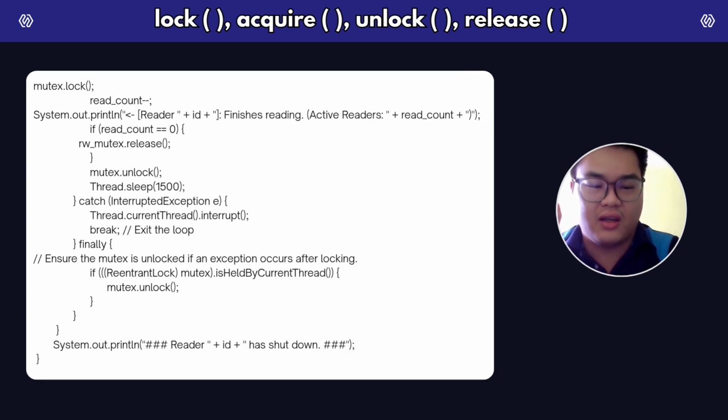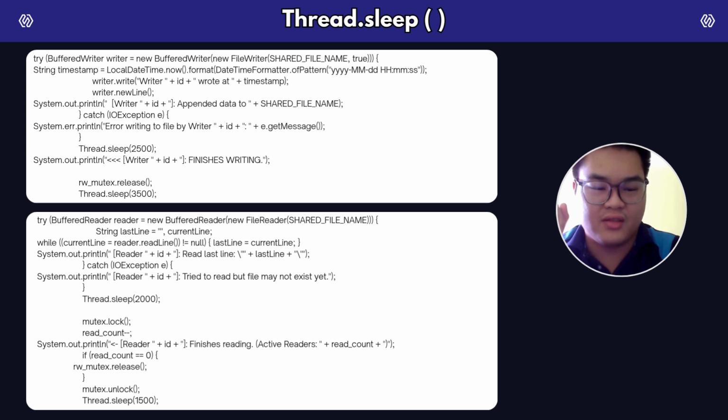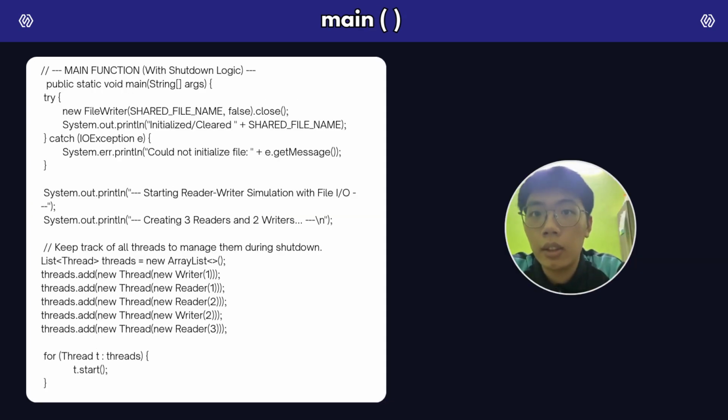Similarly, acquire and release are used with a semaphore. Acquire tries to take a permit, and if not available, the thread waits. Release adds a permit back, signaling that a resource is free. And for the last one, thread sleep is used to pause a thread for a specific time. Now, let's focus on the main function, which is the entry point of our program.